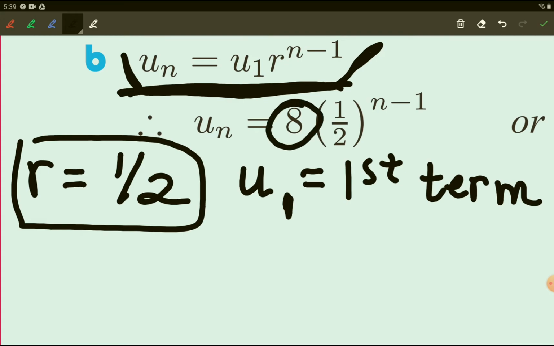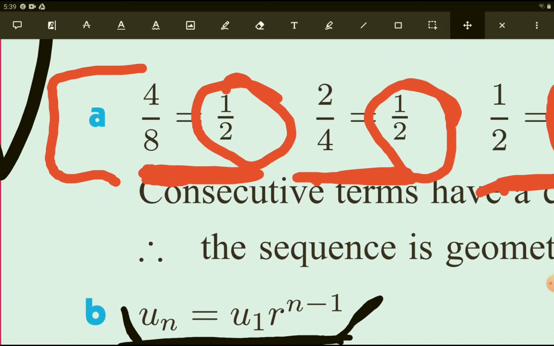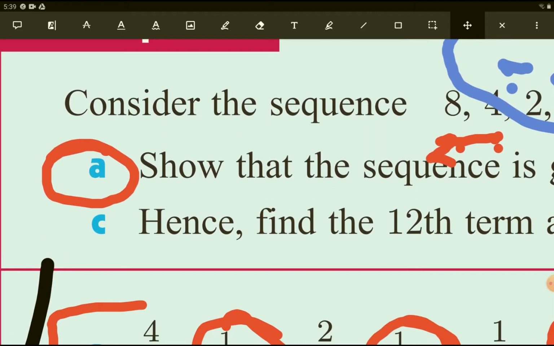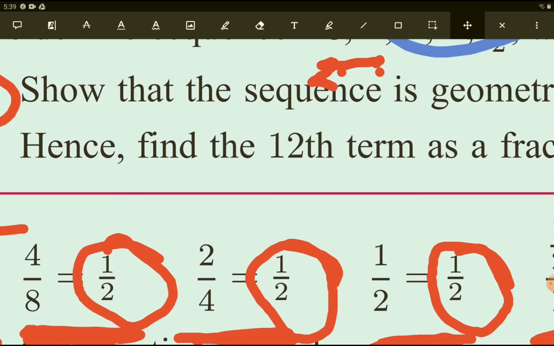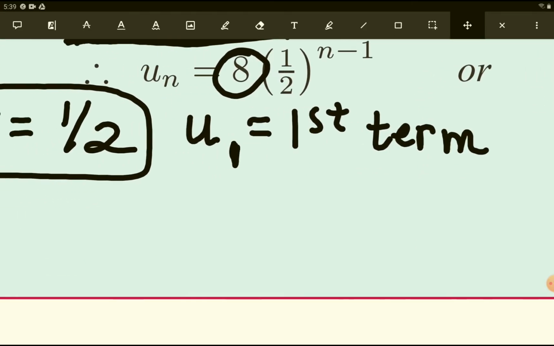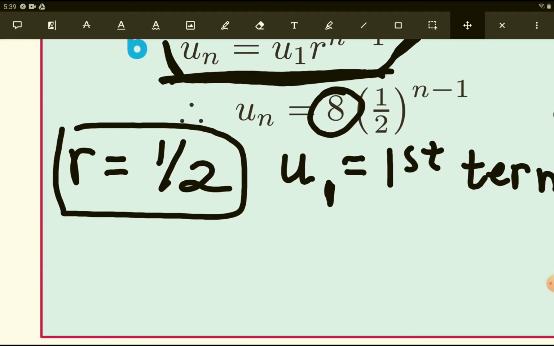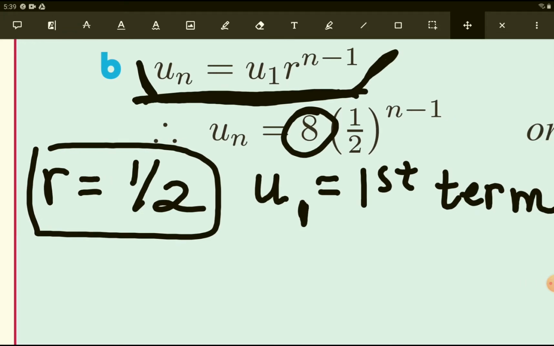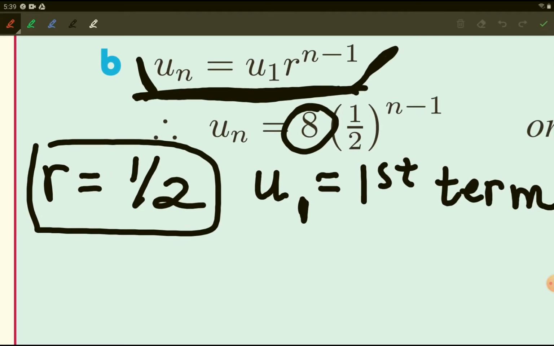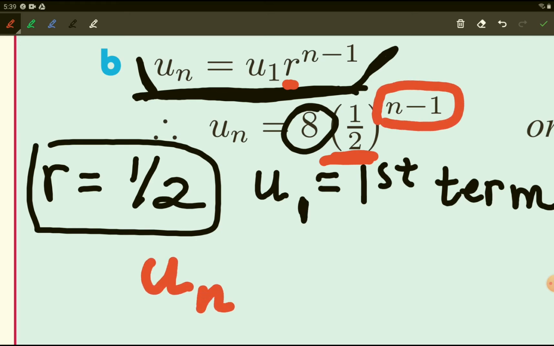So we know what the first term is. It is 8. Where is it? All the way up here, 8 right there. And now we also know what R is, 1/2. And then this just stays just like that. So that is actually your final answer.